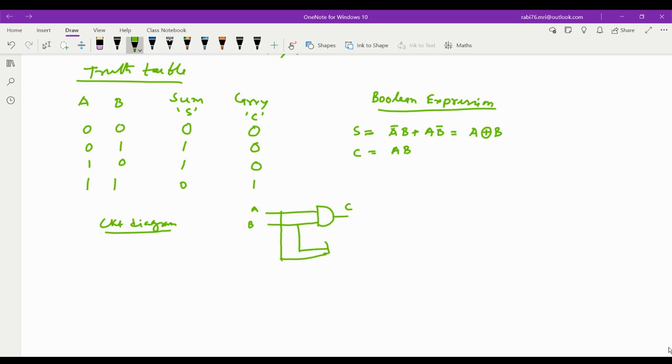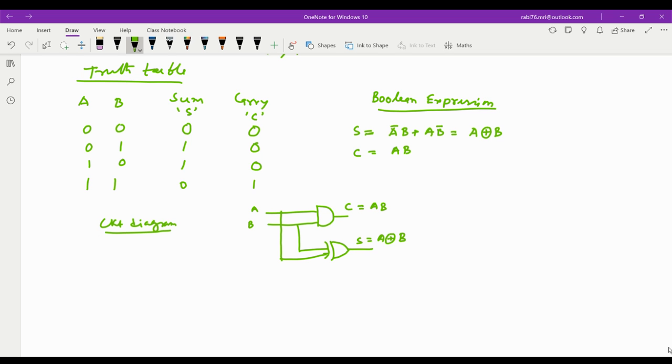You know the circuit symbol of exclusive OR gate. There is a double curve here. Exclusive OR gate. So this is sum S. So this is equal to AB, and this is equal to A exclusive OR with B. So that's all, right? So a half adder is a very simple circuit.